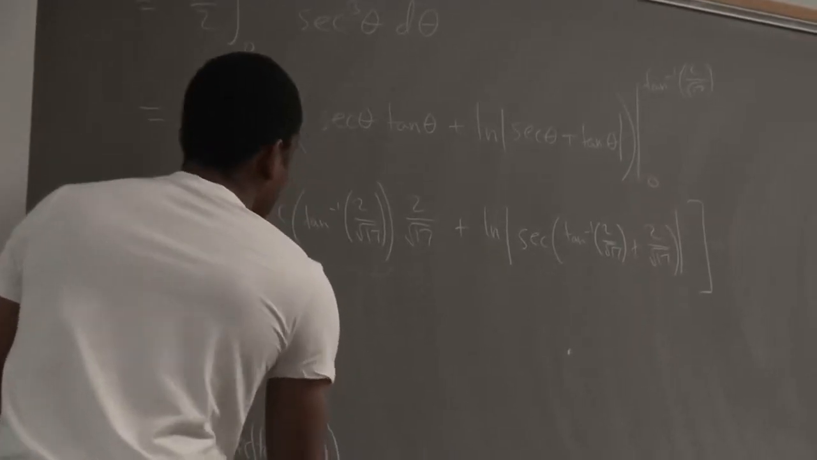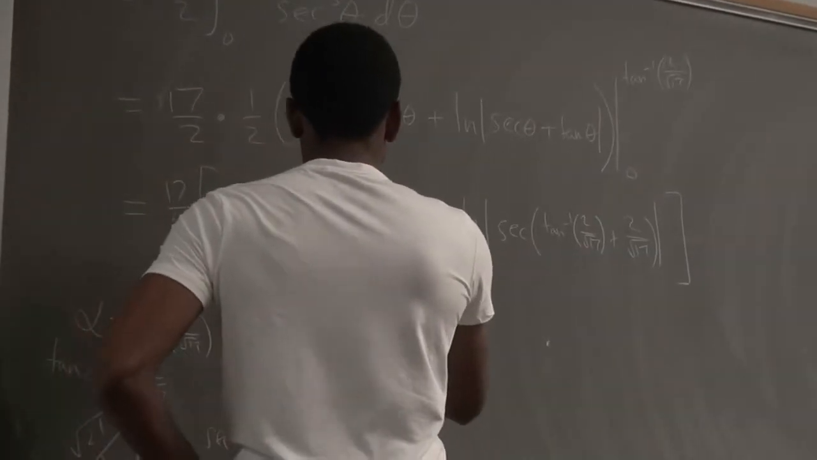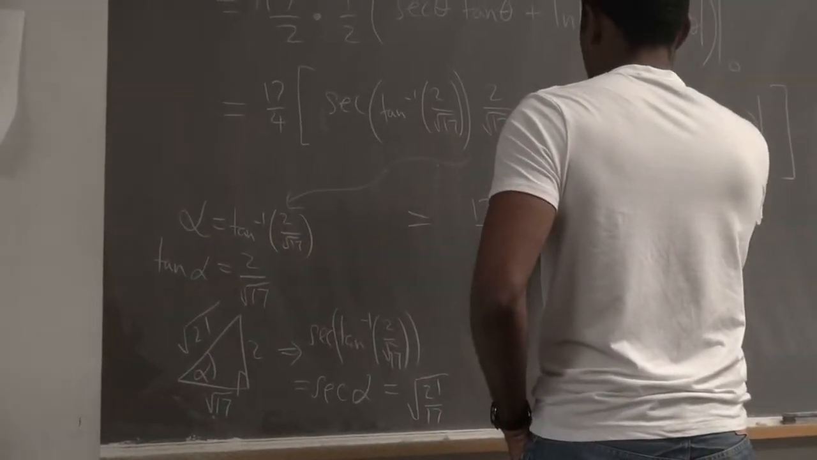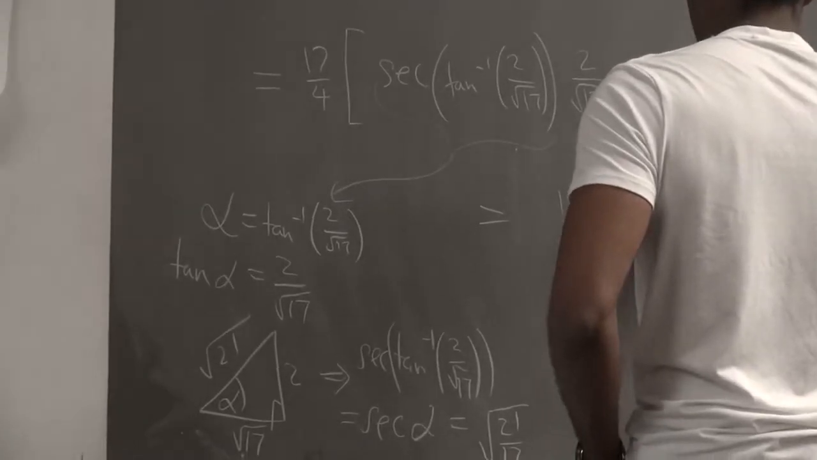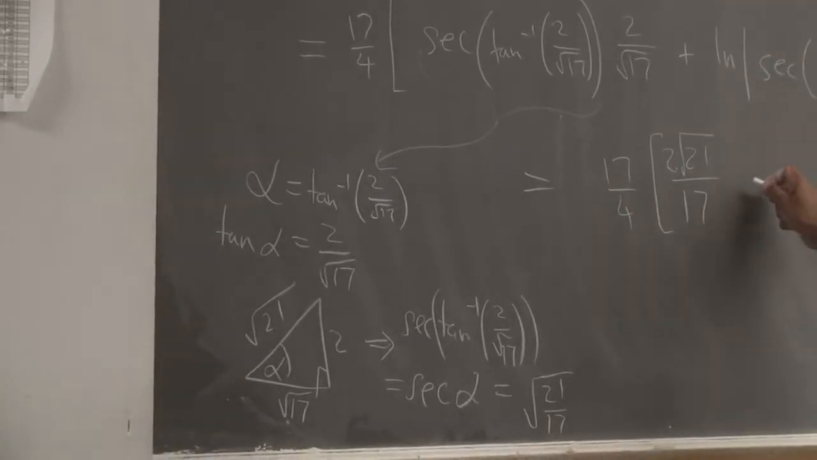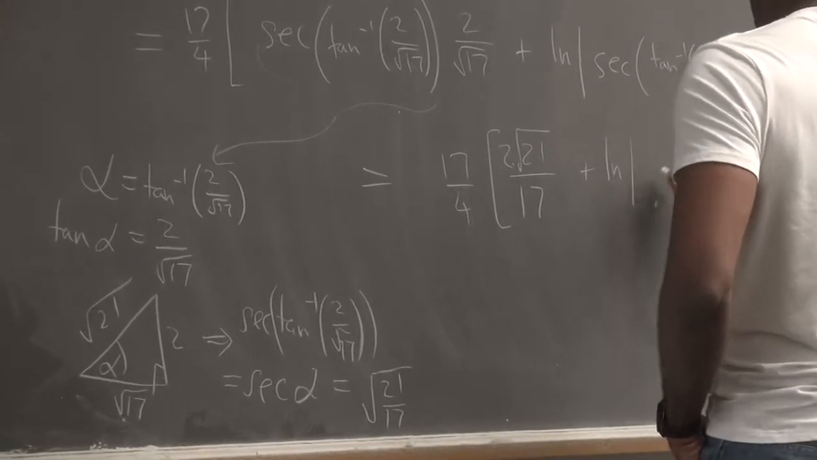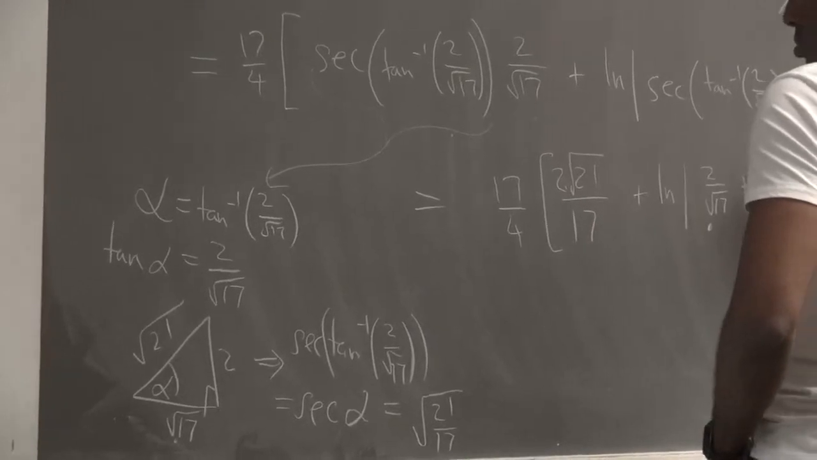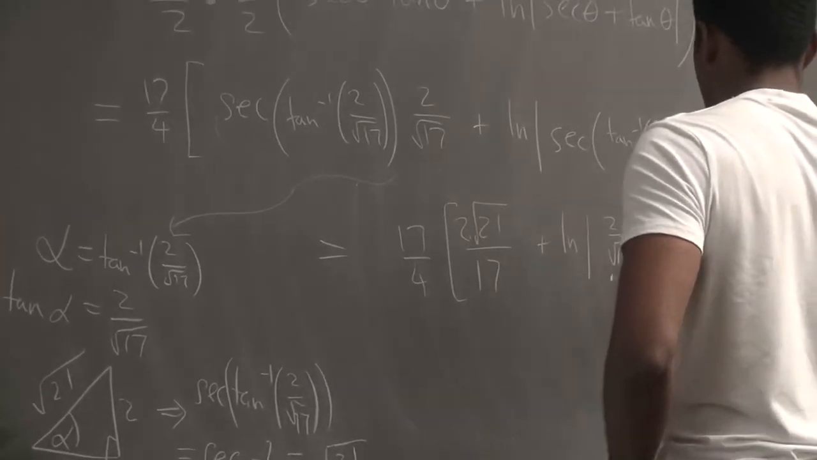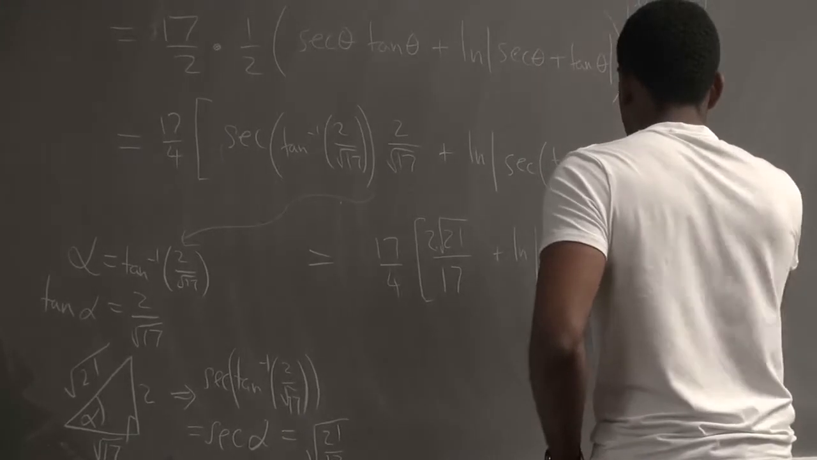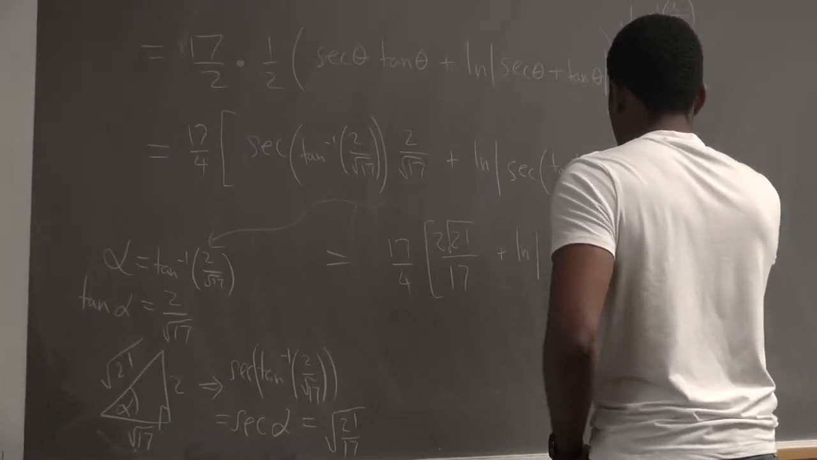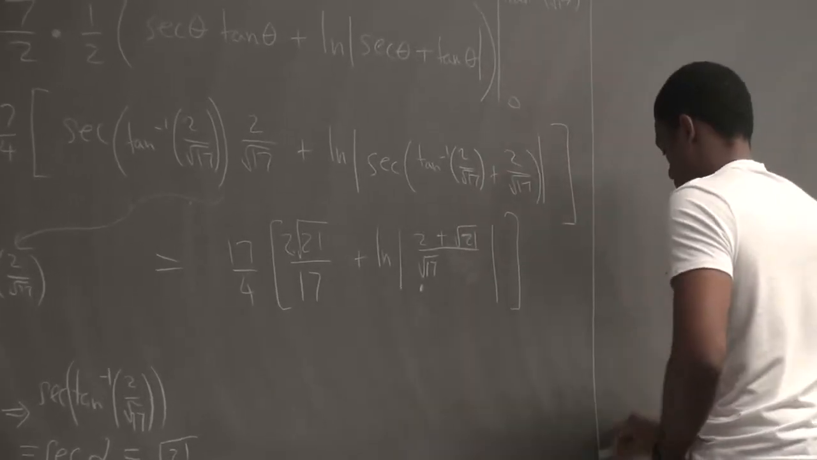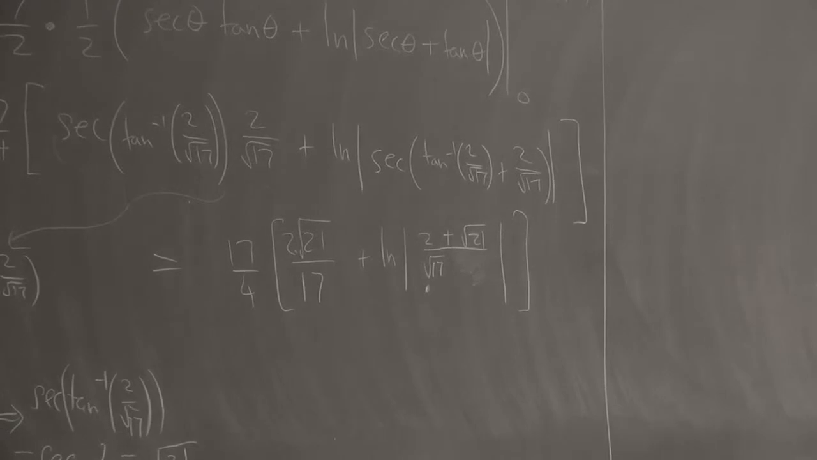So that's radical 21 over radical 17. So you can have 17 over 4 times 2 radical 21 over 17 plus ln of, and so on. Something like that. Okay, other questions?